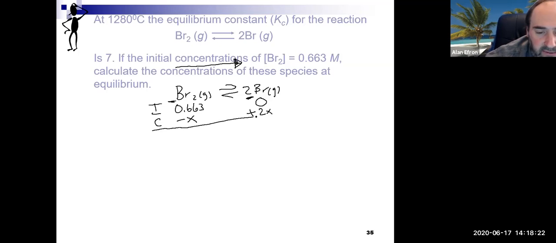Now, when we get to equilibrium, we're going to drop all that down. So 0.663 minus x and 2x. Any questions on the ICE table or how we got through the setup of it?